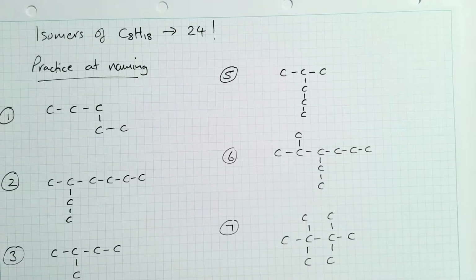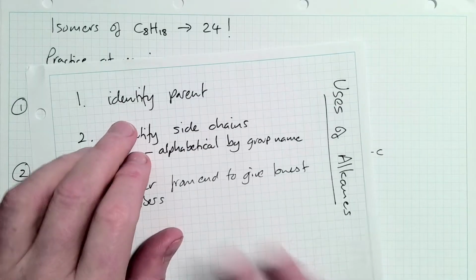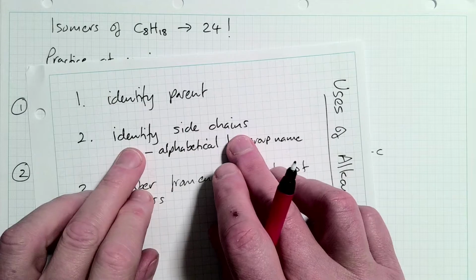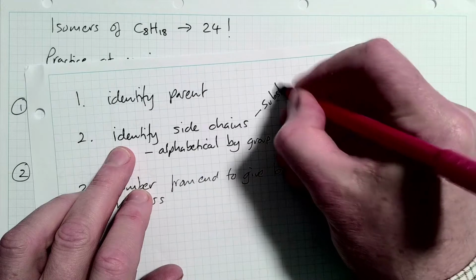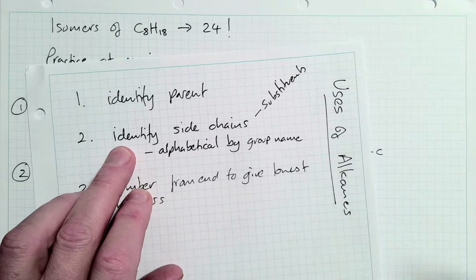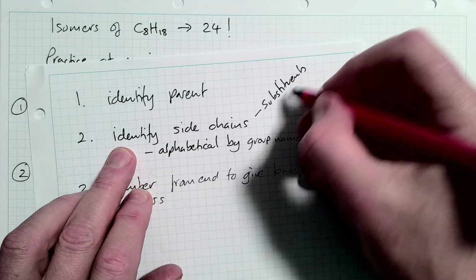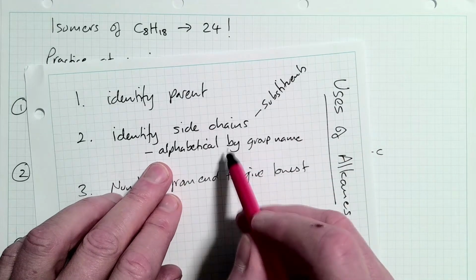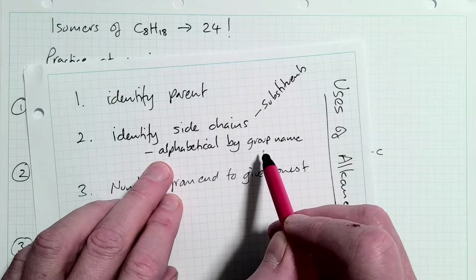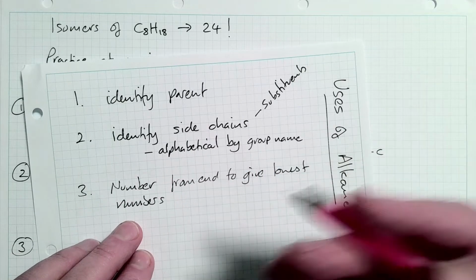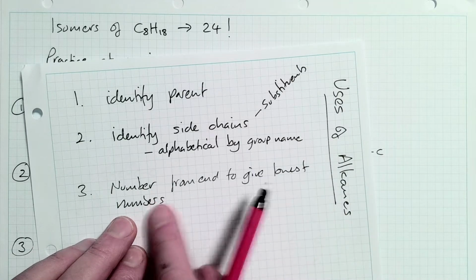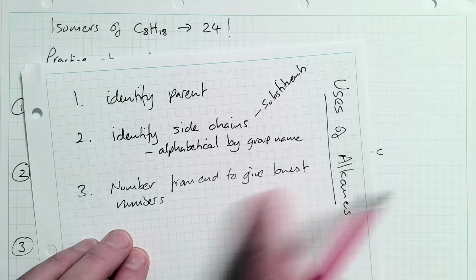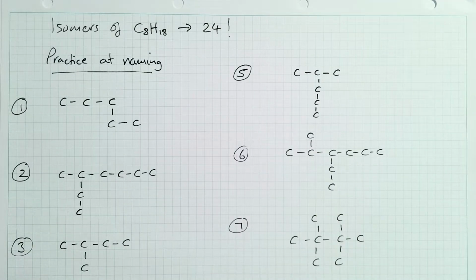Okay, so remember what the first thing is we have to do is we have to essentially identify the parent molecule. Then we have to identify the side chains. They're also known as substituents. And then if we have more than one, we order those in alphabetical order by group name, and there are also priorities for different types of groups, which we'll come to later in our learning. And then we will number from the end to give the lowest possible number. So let's see how we do that here.